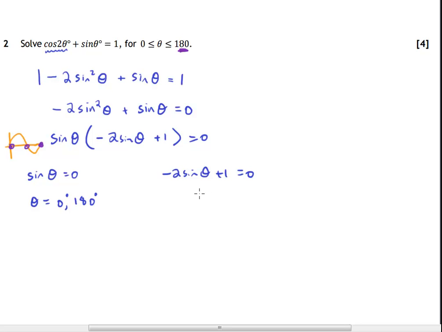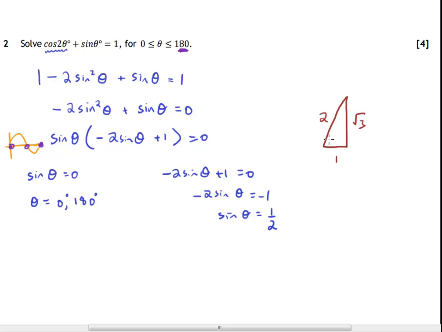From this factor, subtracting 1 from both sides, and then dividing both sides by -2 gives us sin theta equals 1/2. Again, we're thinking exact value triangles here. Hopefully seeing the ratio of 1/2 rings that bell for you.